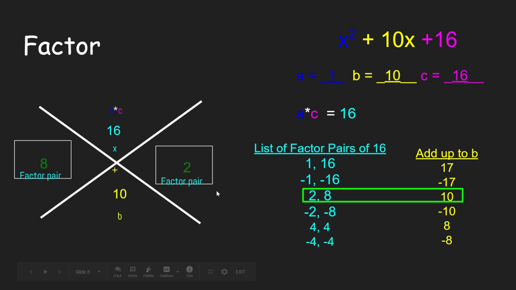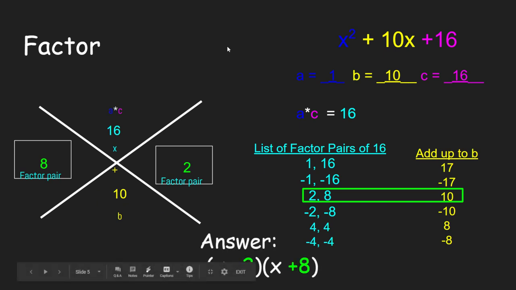It doesn't matter the order in which you organize the factors. If you wanted to write 8 and 2 instead of 2 and 8, that's fine. And we use that to create our answer. Our answer as a factored trinomial would be x plus 2 and x plus 8. Since they are both positive factors, we use the plus sign.